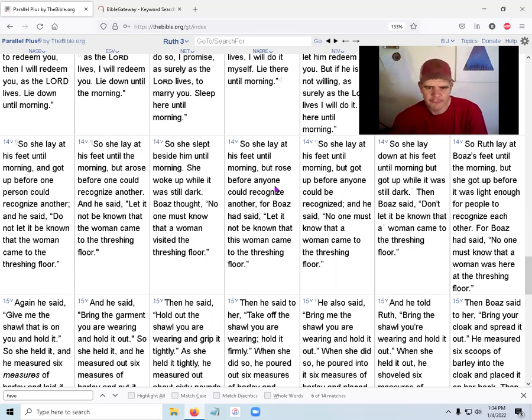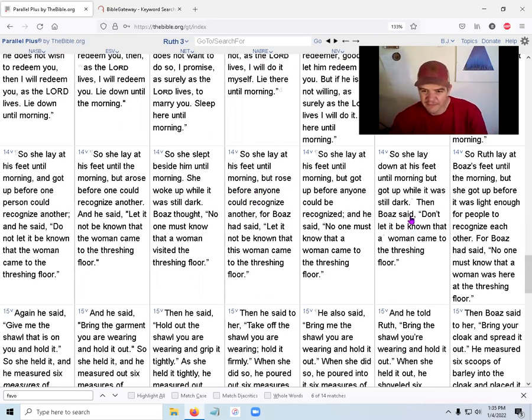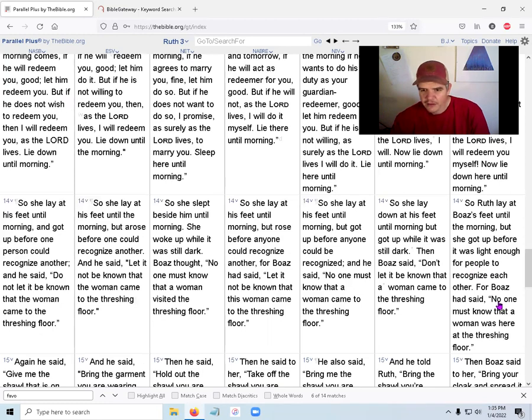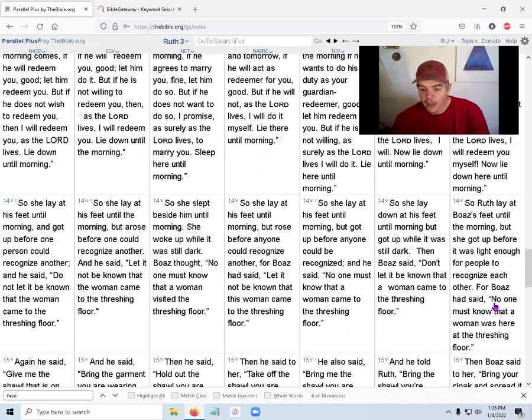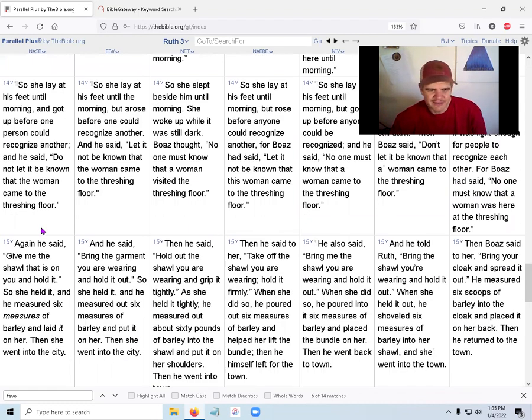Maybe it's like this. Okay, lie down until morning. Boaz thought it can't be known she was here, so she lay at his feet until morning, but rose before anyone could recognize her. Maybe that's it. Like, as the Lord lives, I will redeem you myself. Okay. No one must know that a woman was here. Lie down until morning. Get up before there's enough light. Maybe something like that.